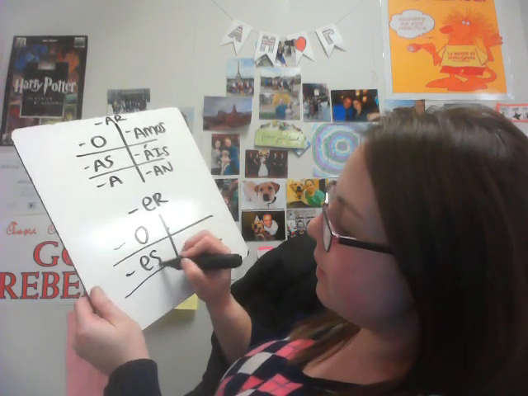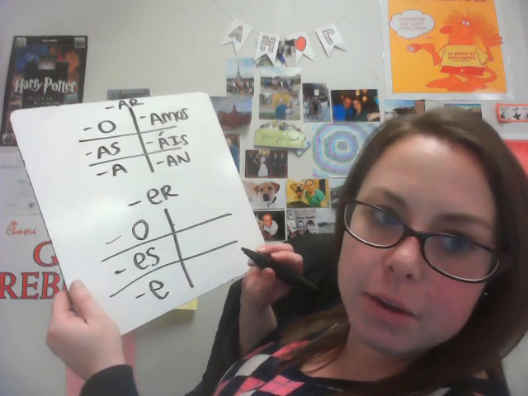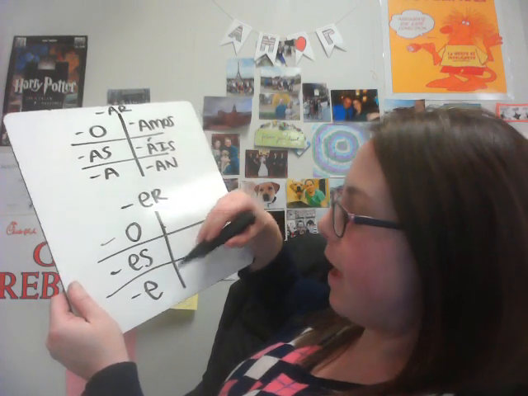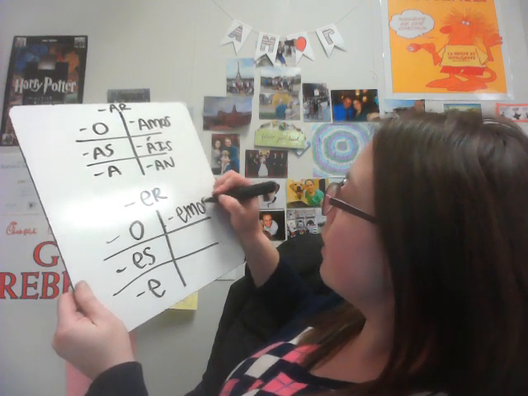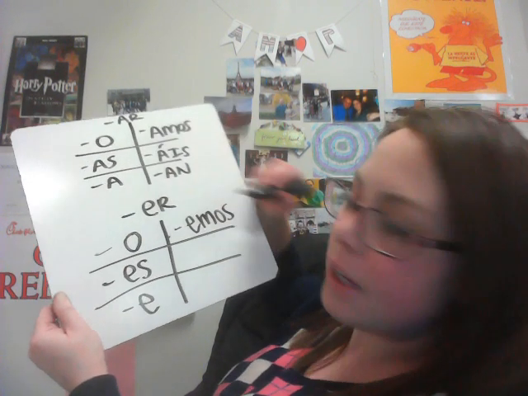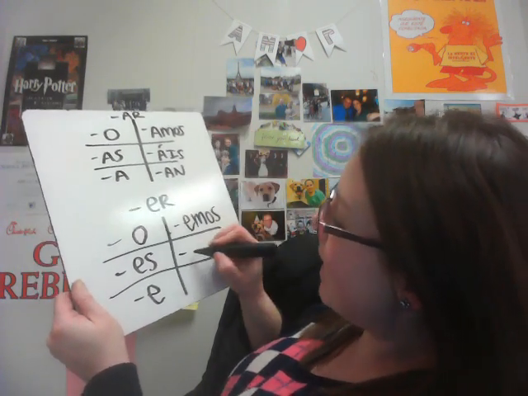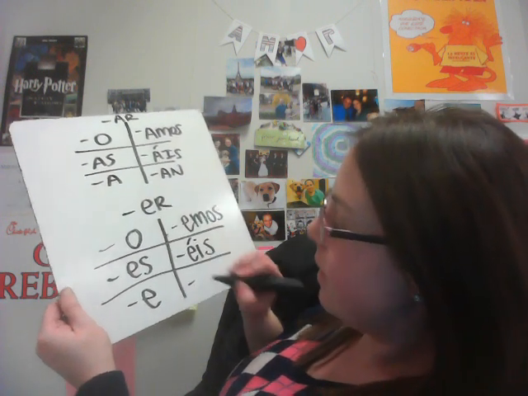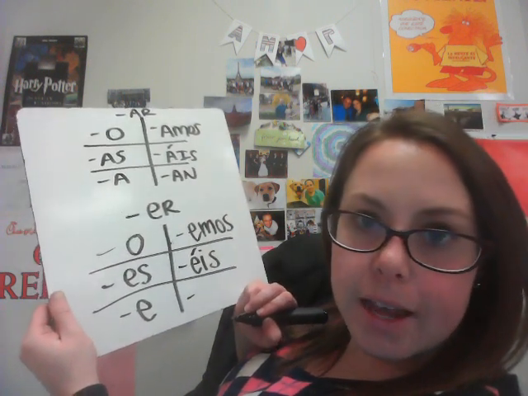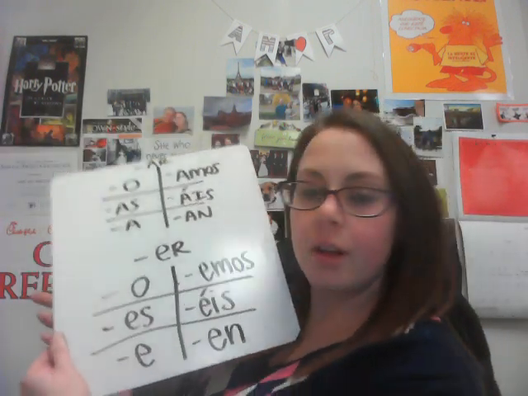My tú form ending is going to be es. My él/ella/usted ending is going to be e. Instead of a, it's e. The nosotros ending is going to be emos. Again, I'm just replacing the A with an E. Okay, the vosotros ending, instead of áis, is going to be éis, E with an accent, is. And the ellos, ellas, ustedes ending is going to be en instead of an.